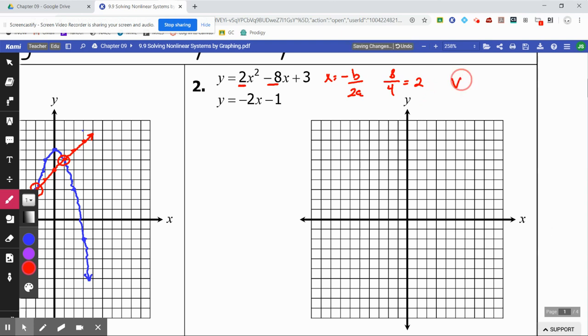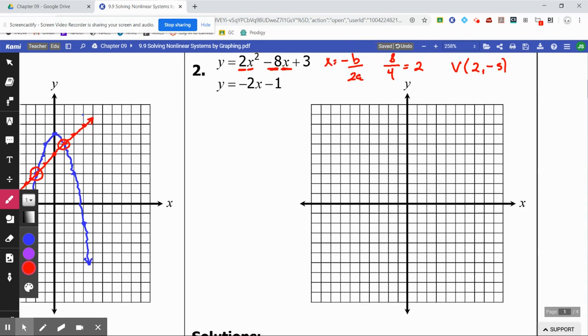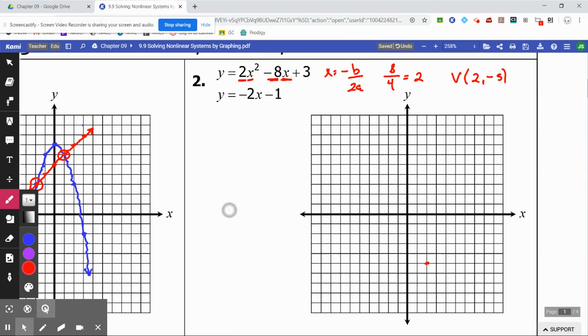So therefore my vertex is going to be 2, comma, and I can plug that in. That'd be 2 times 4 is 8, minus 16 plus 3 would be negative 5 when you do all that work. So 2, negative 5 is going to be your vertex. And I've plotted that point there.